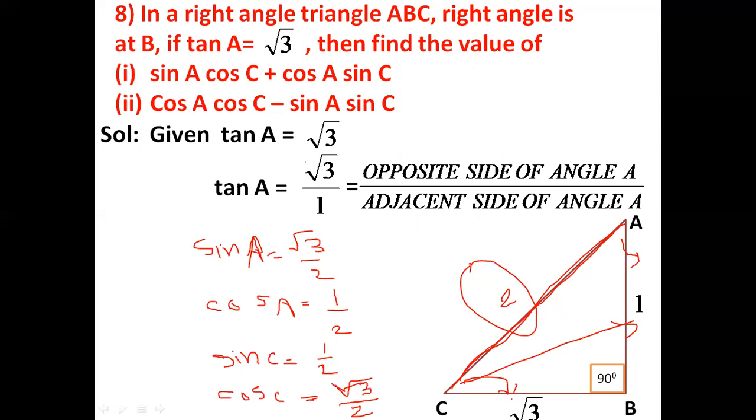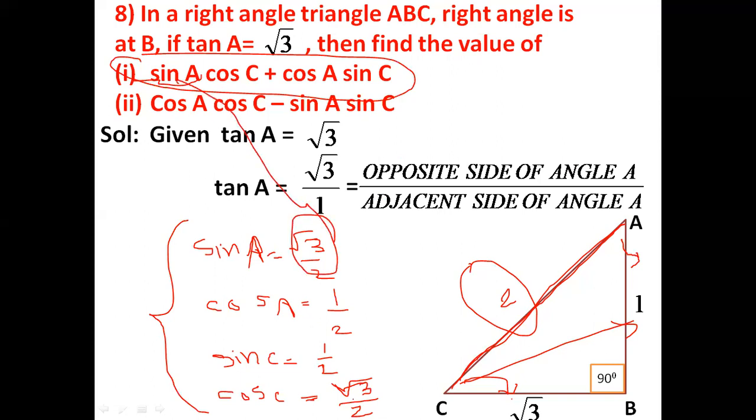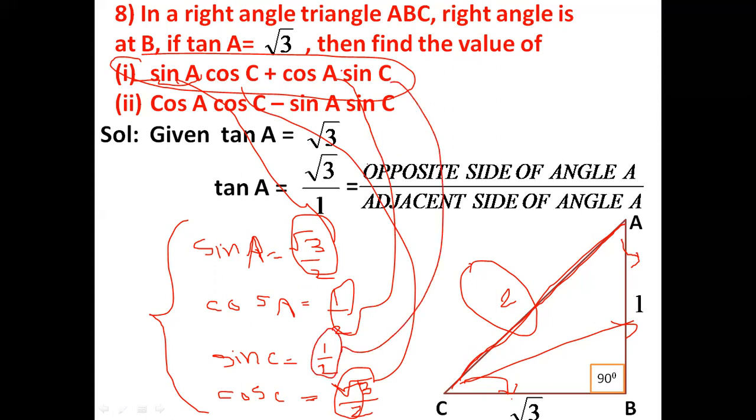So to simplify the first problem, first you have to find these values. Now you substitute these values in the first problem. So sin A is what? Root 3 by 2. Substitute here. Cos C, what is the cos C? Root 3 by 2. Substitute here. Plus cos A, substitute here, 1 by 2, into sin C. Substitute here. So then what do we get?